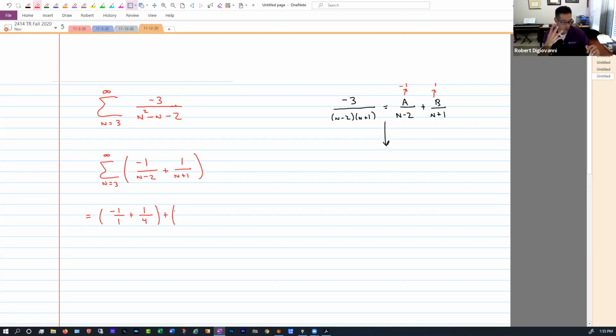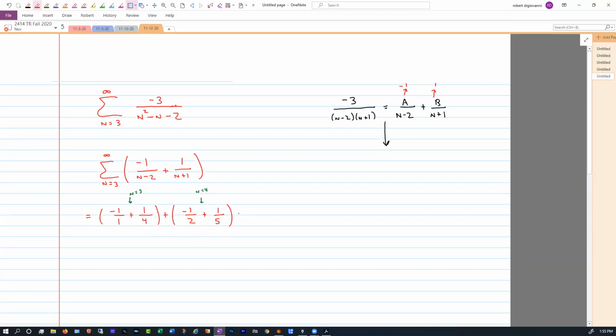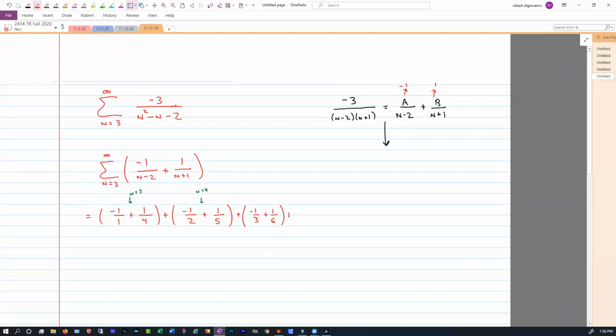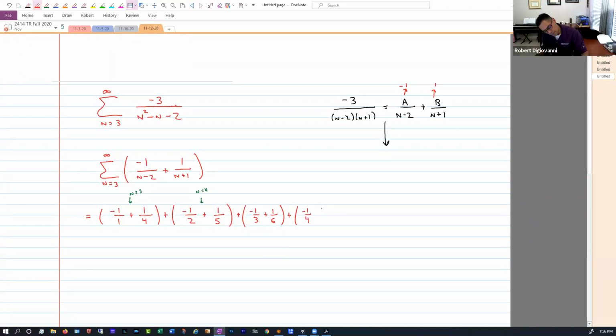We're now plugging in 4, right? So here we plugged in n was 3. Now we're going to go n is 4. So when n is 4 in there, -1 over 2 plus 1 over 5. Do y'all see that nothing cancels here? Yes. Okay, keep going. -1/3 plus 1/6. Anything cancel? No. Okay, keep going. -1/4, 1/7.